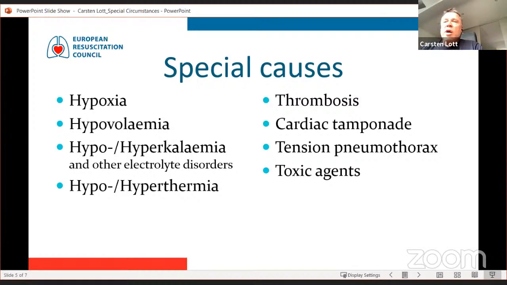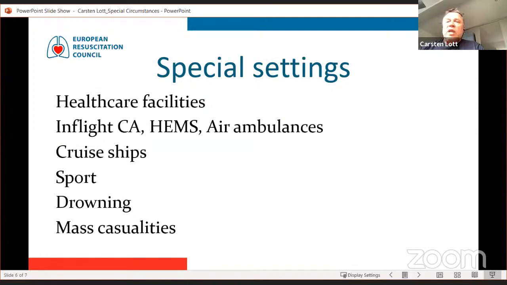Next one, please. And finally, we have the special settings. They focus on healthcare facilities. We have the cath lab, we have the operating room in there. We have a part on in-flight cardiac arrest, in the helicopter system and in air ambulances. We cover cruise ships, and we kept sports, drowning, and mass casualties on board.